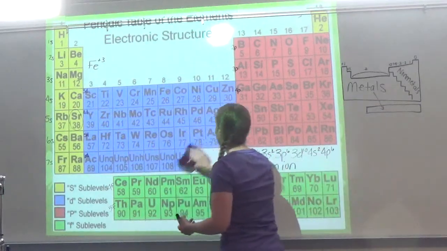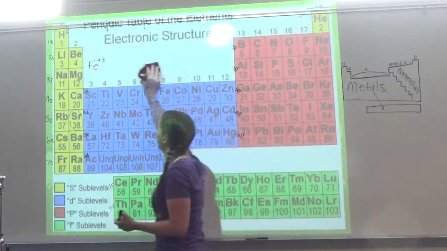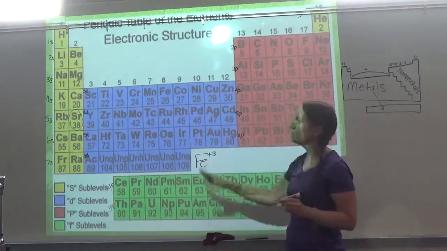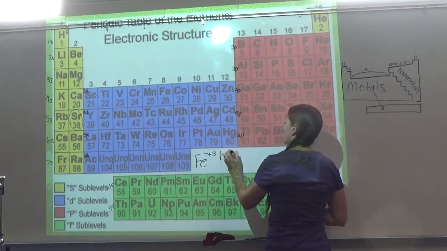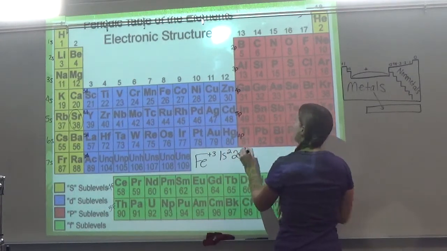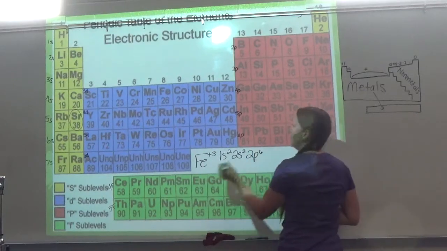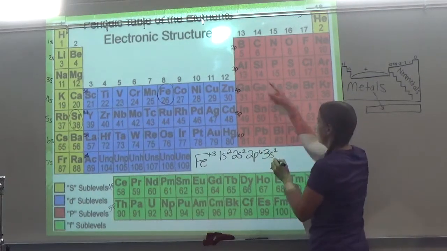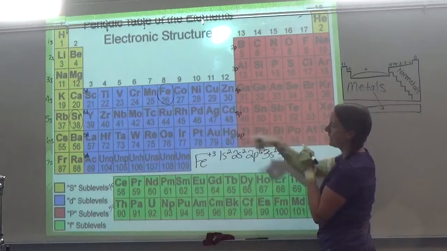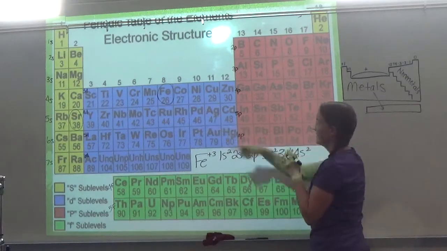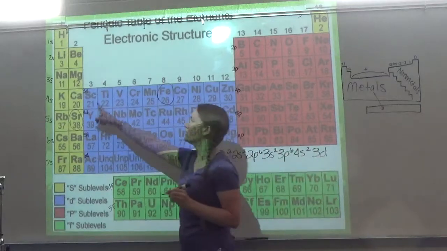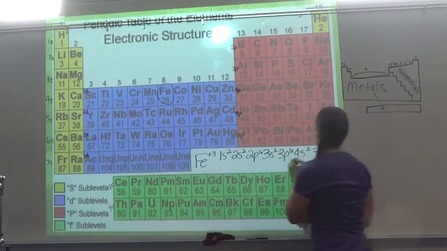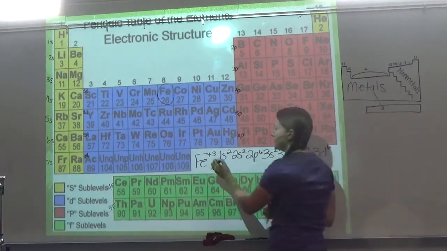All right, so let's move on to iron. So we have Fe with a positive 3 charge. So again, I'm going to start at hydrogen. So I have 1s2, lithium is 2s2, boron is 2p6. Oop, I didn't circle my element for y'all. There you go. Sodium is 3s2, aluminum is 3p6, potassium is 4s2, scandium is 3d, and so then I count across 1, 2, 3, 4, 5, 6. So 3d6.